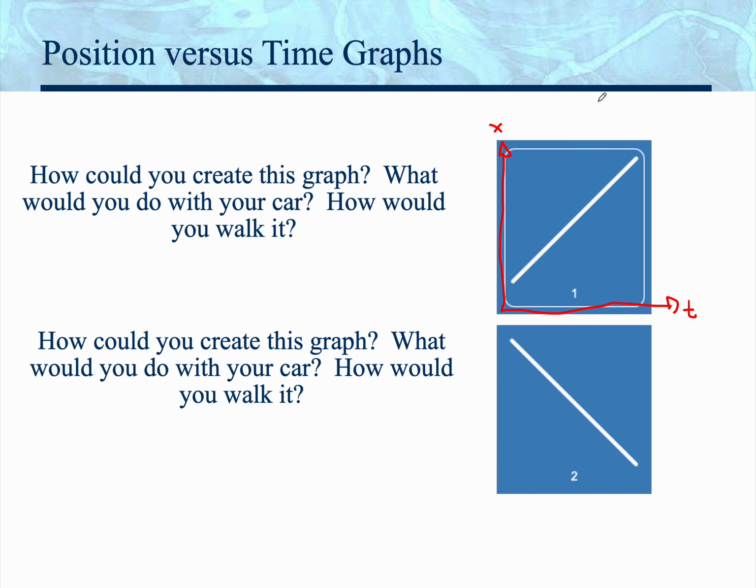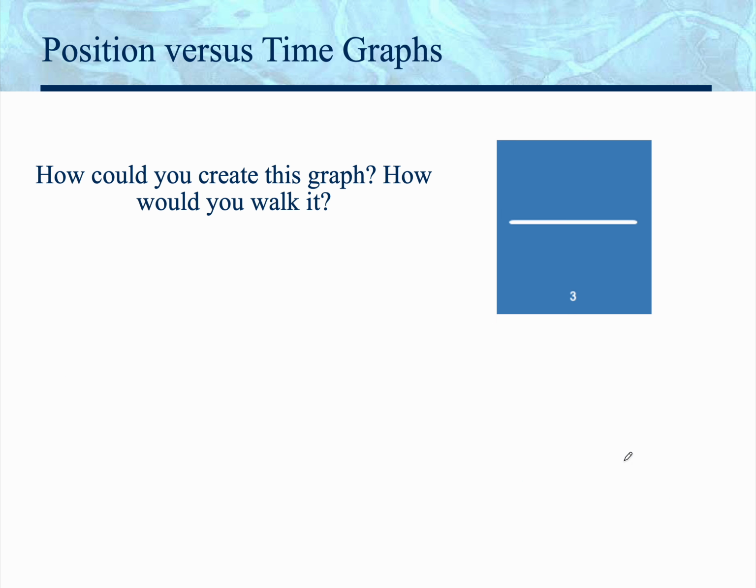What about this graph? So this one, it's kind of interesting. Your position is decreasing with respect to time. How in the world would you walk this one out? Well, you'd actually have to head back towards the origin, starting out originally with a large position and then having a decrease at a regular rate, either by driving your car back to some origin or walking back towards some origin.